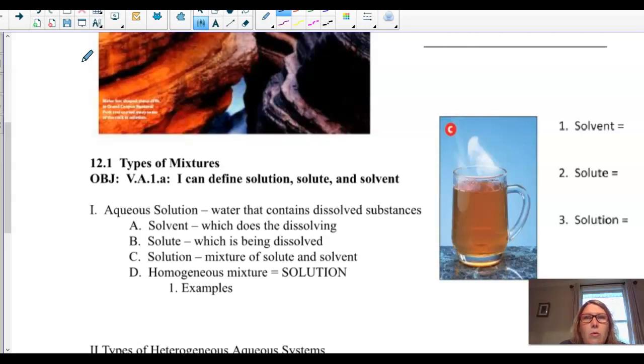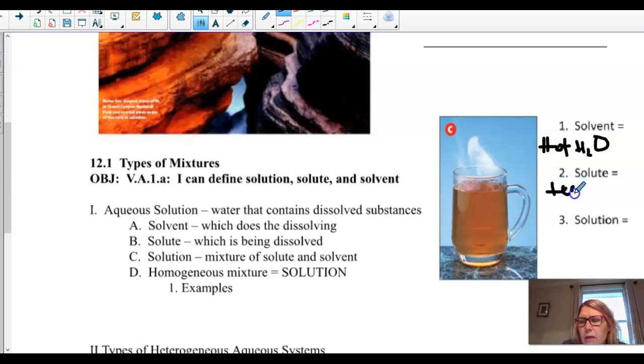A solvent. We call water the universal solvent because water dissolves a lot of things. It's the thing that does the dissolving. If you look over here at C, that is just a cup of hot tea. So the solvent in this situation would be hot water. The solute is what's being dissolved. So in this case, what's being dissolved is the tea.